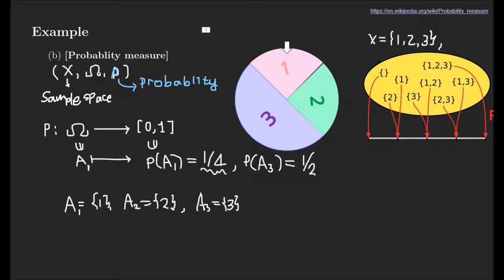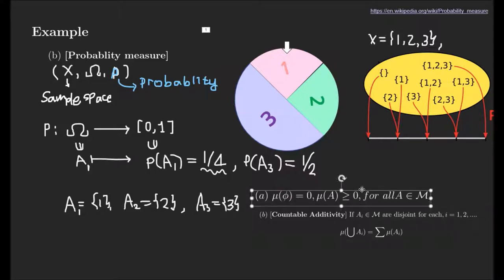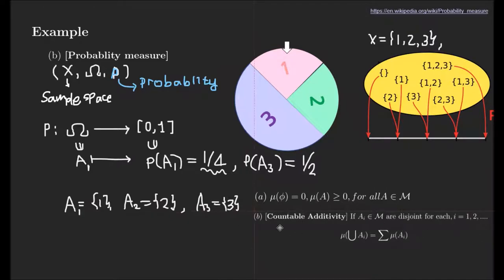However, let's further consider the definition of the measure space. When considering the measure space, the first condition satisfies this property, and the second property is the countable additivity. If this is really a probability measure space, clearly these two conditions should be satisfied. Okay. Then, first let's consider the first case.